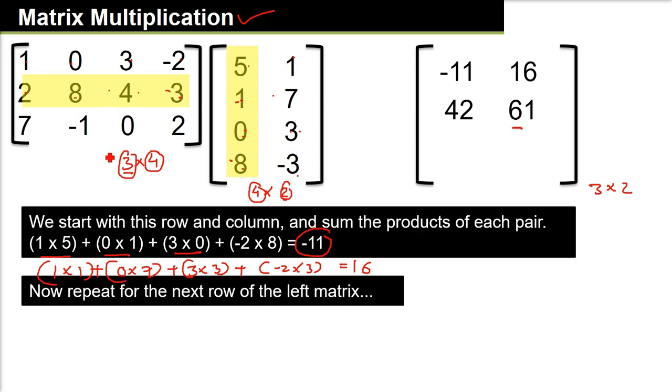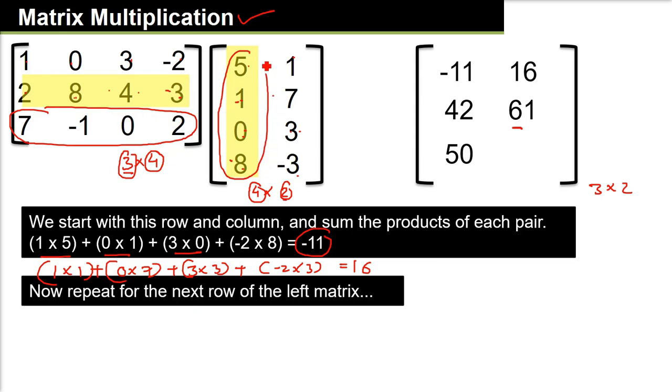Now coming to the third row and first column. It will be 7 into 5 plus negative 1 into 1 plus 0 into 0 plus 2 into 8 into 2, that will be 50. And then the 7 into 1, negative 1 into 7, 0 into 3, 2 into negative 3, and that gives you a value negative 6. Okay.